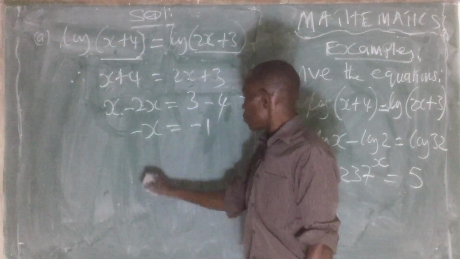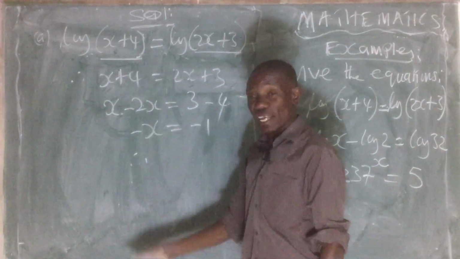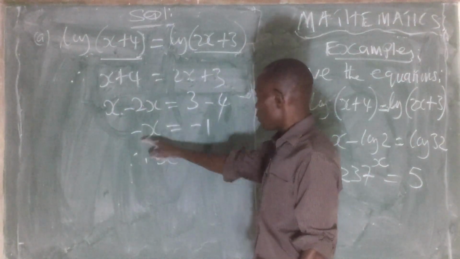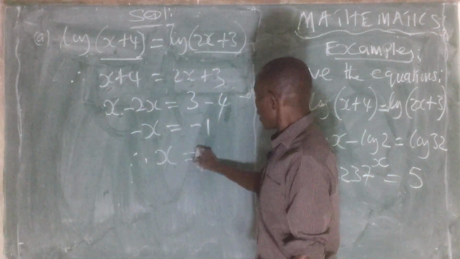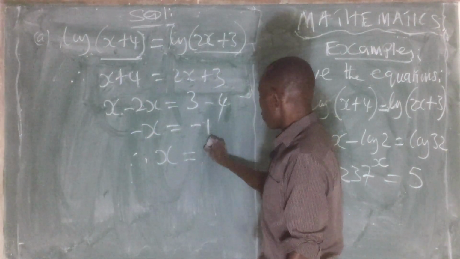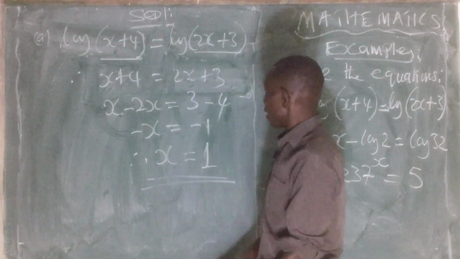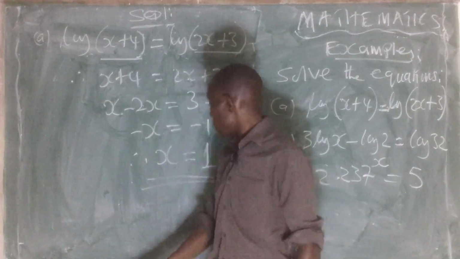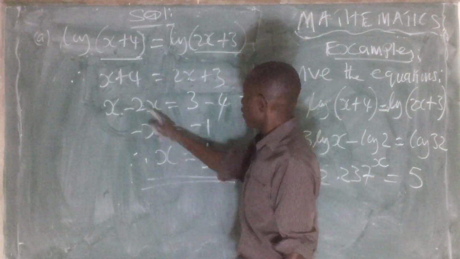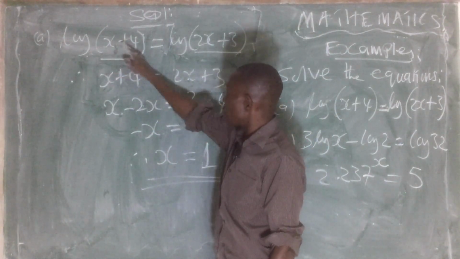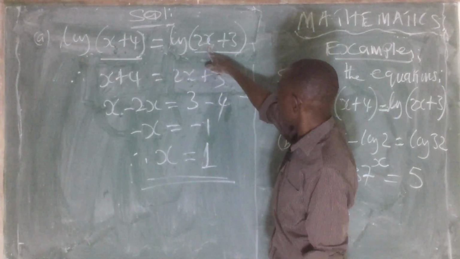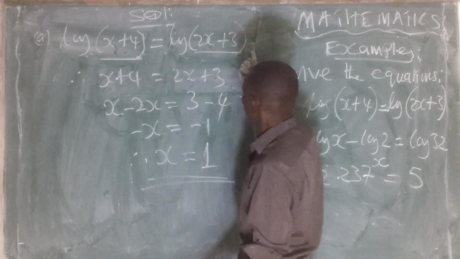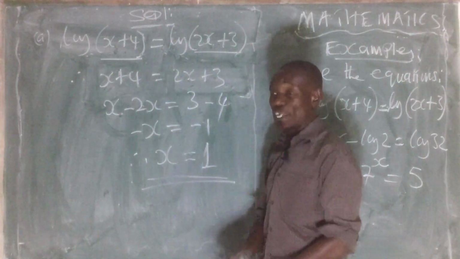Negative 1. Which means I could divide both sides by negative in order to find the value of x. I'll have here negative into negative x is x, and negative into negative 1 is what? It's a 1. It's just as simple as that. So it means wherever I wrote x, there must be 1. And it's true. If I write 1 here, it will be log of 1 plus 4 is 5. And here if I write 1 there, it will be log of 2 plus 3, which is log of 5. So it's really true. Log of 5 is equal to log of 5. So it's true what we have done here.